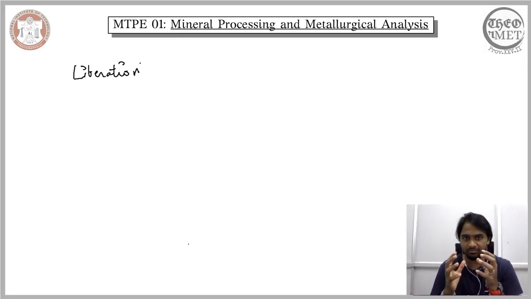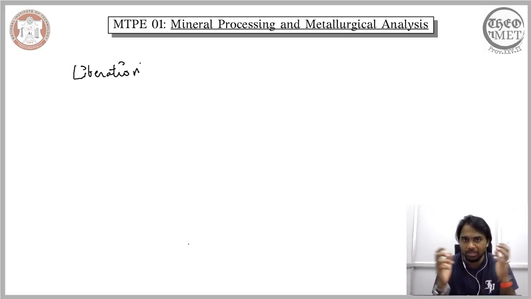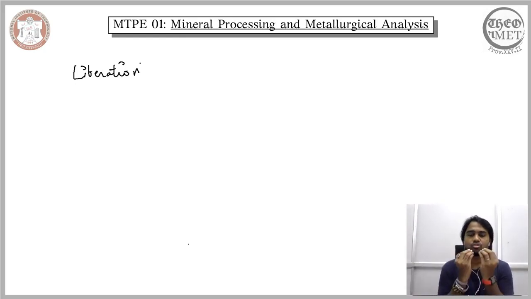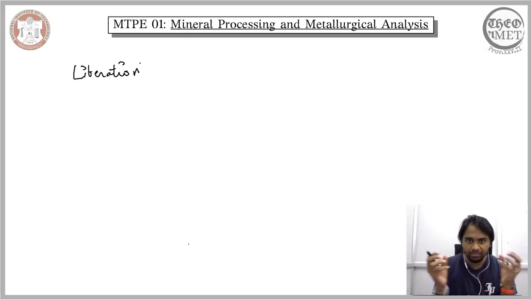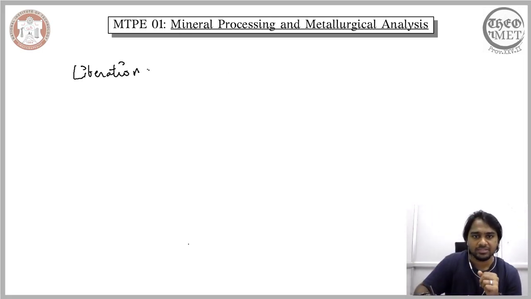Now, this is done in liberation by breaking down the large mineral particle that is mined out into smaller fragments. This process of breaking down the large mineral particle into smaller fragments, we refer to technically as comminution.